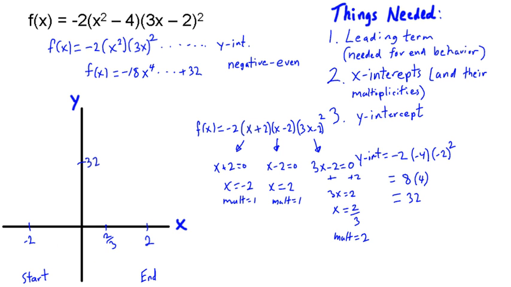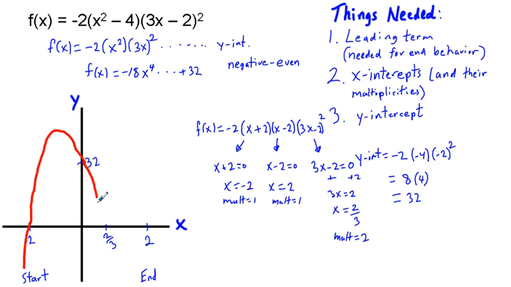So now we're going to go ahead and graph this. I'm going to switch colors. So we're starting from down low, and we approach our x-intercept of -2, and we ask ourselves as we touch, is this going to be an even or odd number multiplicity? Well, it's multiplicity of 1. So we're going to go up like this, and we're going to come down here through our y-intercept of 32.